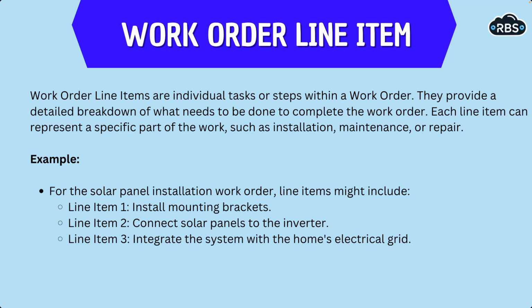They provide a detailed breakdown of what needs to be done to complete the work. Each line item can represent a specific part of the work, such as installation, maintenance, repair. Again, it is very easy to confuse between a child work order and a work order line item.